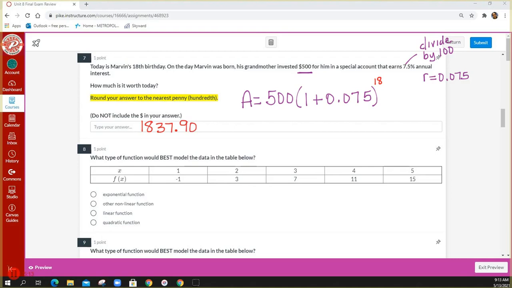Looking at number 8, what kind of function would best model the data? If you look at this, this is repeated addition. We're adding 4 repeatedly. And the function that represents repeated addition is linear. So if you have the same first difference or repeated addition, this would be a linear function. Linear functions are repeated addition. Exponential is repeated multiplication.